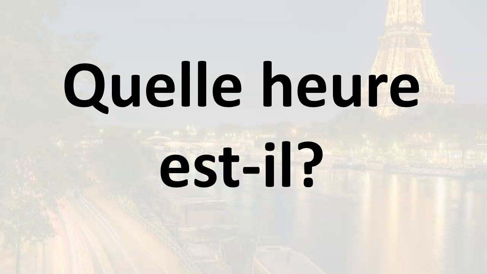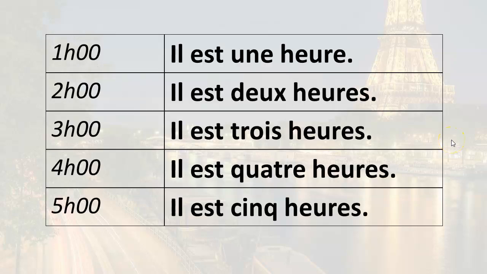The first thing is, remember to ask the question, what time is it? You would say, quelle heure est-il? Quelle heure est-il? You learned how to express the time on the hour. For example, it's 1 o'clock, il est 1 heure. It's 2 o'clock, il est 2 heures. It's 3 o'clock, il est 3 heures. It's 4 o'clock, il est 4 heures. It's 5 o'clock, il est 5 heures. And so forth and so on.